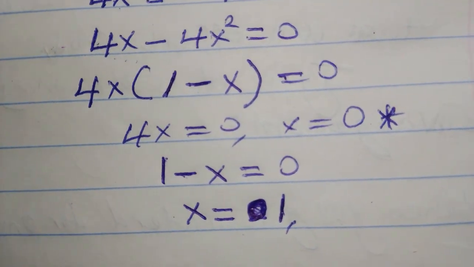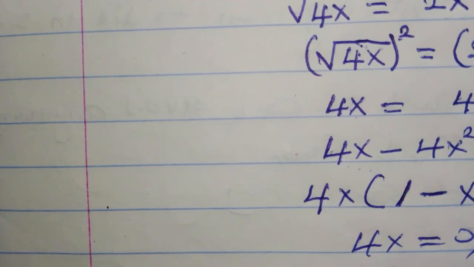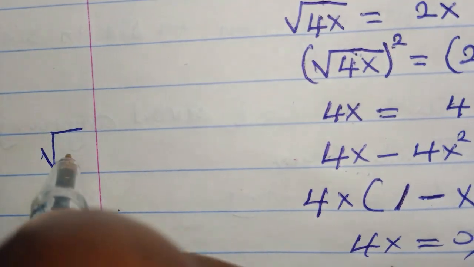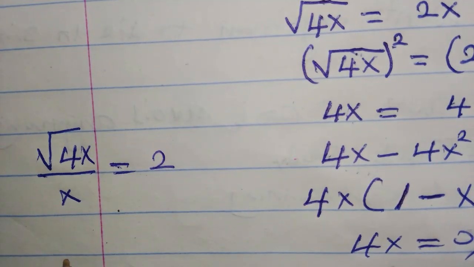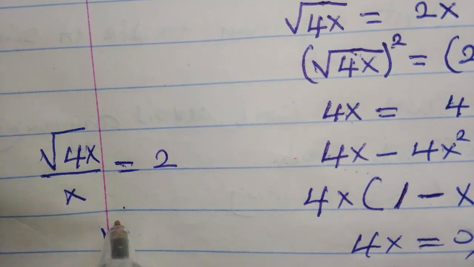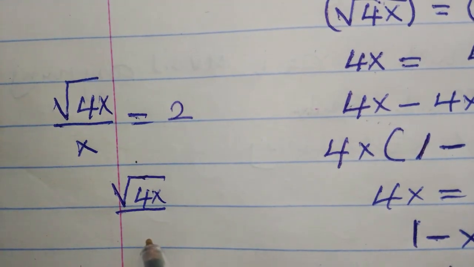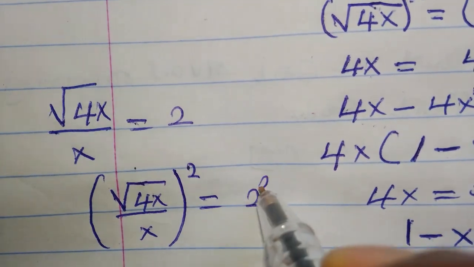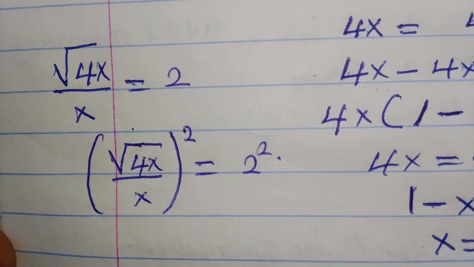If we are to use the second method, we can bring the question, which is the root of 4x over x equals 2. The first thing we are going to do is to square both sides. So we can simply say the root of 4x divided by x all squared equals 2 squared.